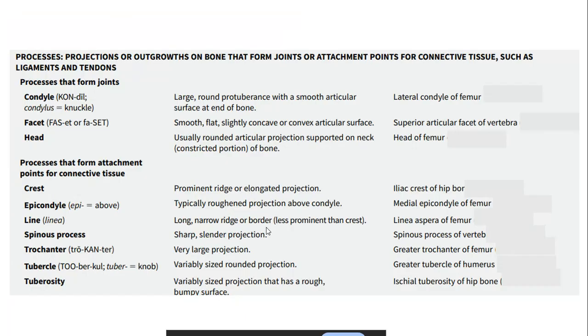What is a trochanter? A trochanter is a very large projection, the greater trochanter of femur. Tubercle, variably sized, a knob-like, rounded projection. Greater tubercle of humerus. Tuberosity, variably sized projection that has a rough, bumpy surface. So, ischial tuberosity of a hip bone.